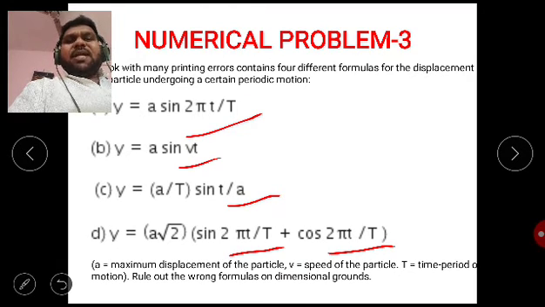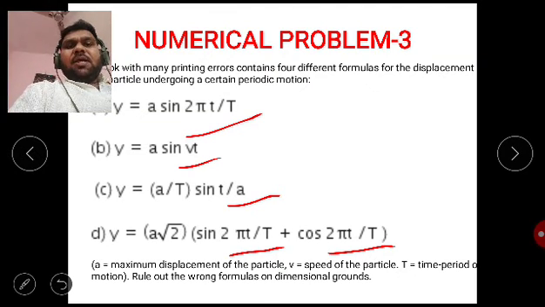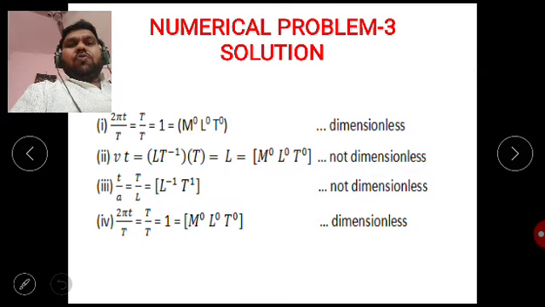So we will calculate the dimension of 2 pi t by T, the dimension of vt, the dimension of t by a, and again the dimension of 2 pi t by T, and we need to see which is dimensionless and which has a dimension. This part will become dimensionless, and we are left with a by t and a root 2, after ignoring the trigonometric part. The dimensions of a and y are the same. So we will check the dimensions of the angle part. How will we do that? In the first part we have 2 pi t by T.